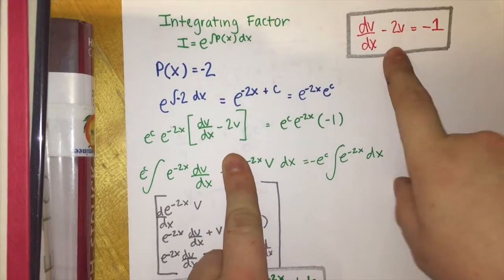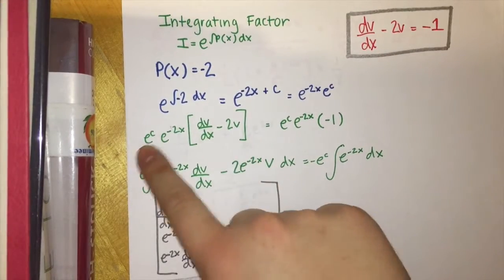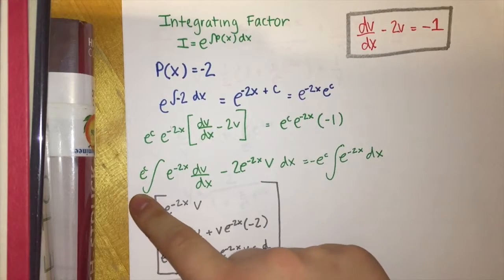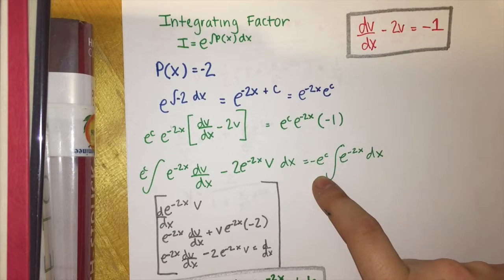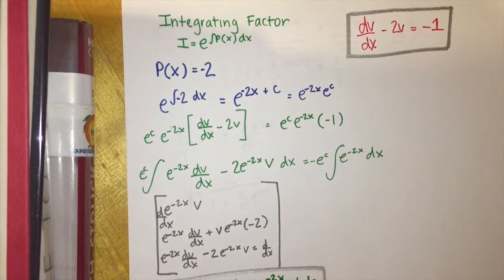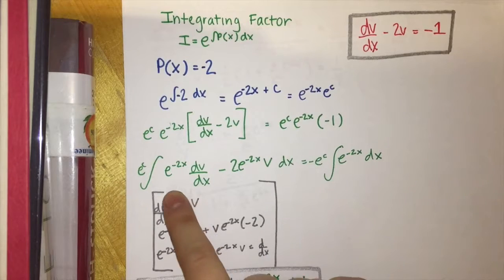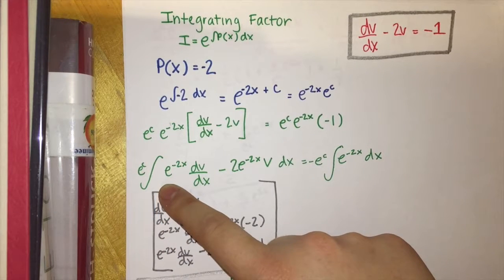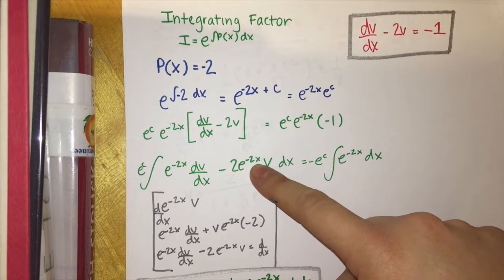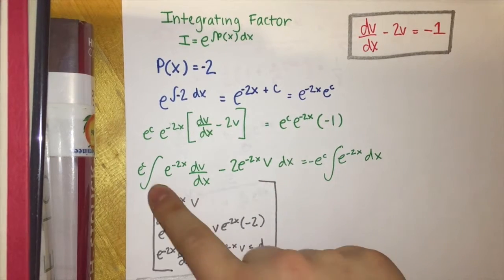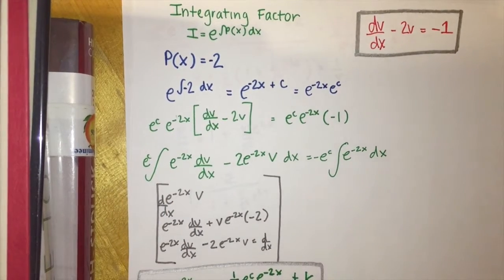And so here's the equation. We put it down here, multiplied it, boom. We start integrating, and we can take out a negative e to the c from both sides, because we know they're just both constants. And here it's e to the negative 2x times dv over dx minus 2e to the negative 2x v dx. And so we can just look at this, now that we've done so many of these, and know that this is actually just the derivative of e to the negative 2x times v.